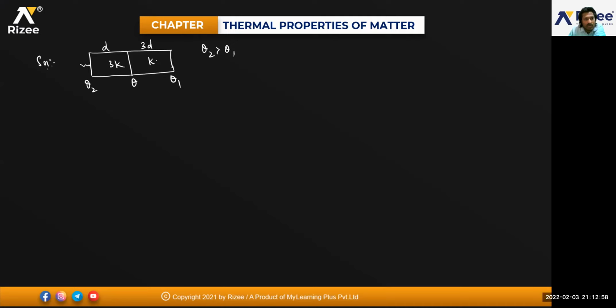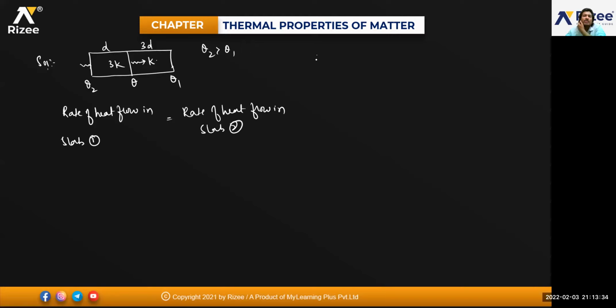Whatever heat is flowing through the first rod, the same amount of heat flows through the second rod, isn't it? So assuming the interface is at temperature theta at steady state, the rate of heat flow in slab 1 must be equal to the rate of heat flow in slab 2. What is the rate formula? Q by t is equal to K A into temperature difference divided by length.